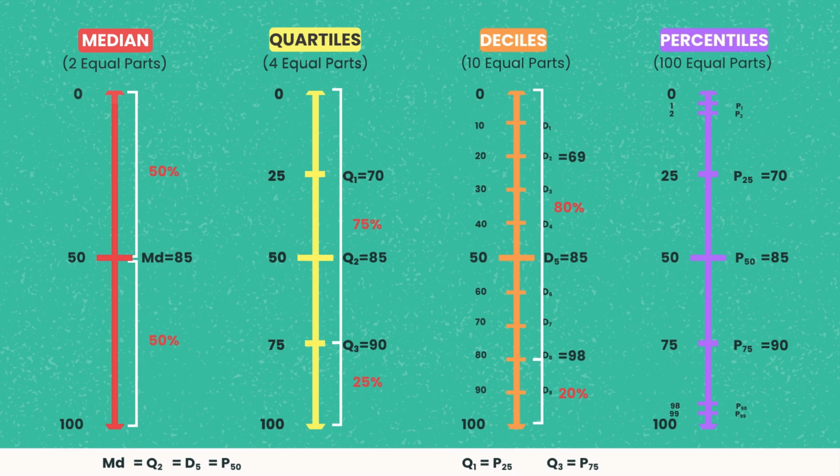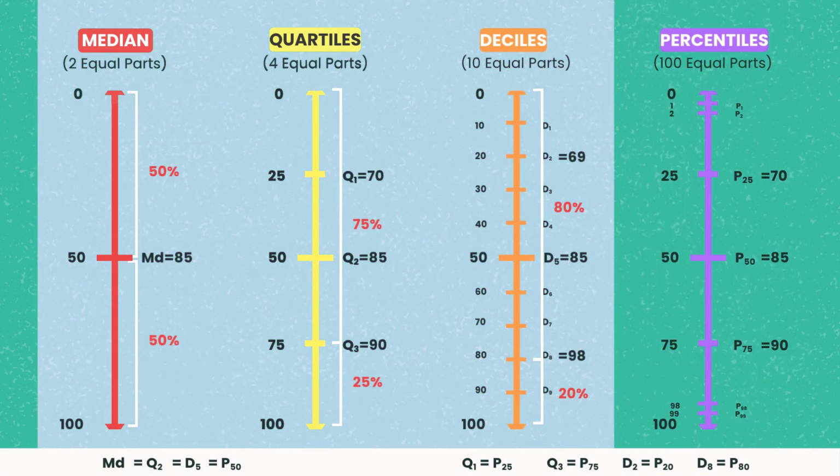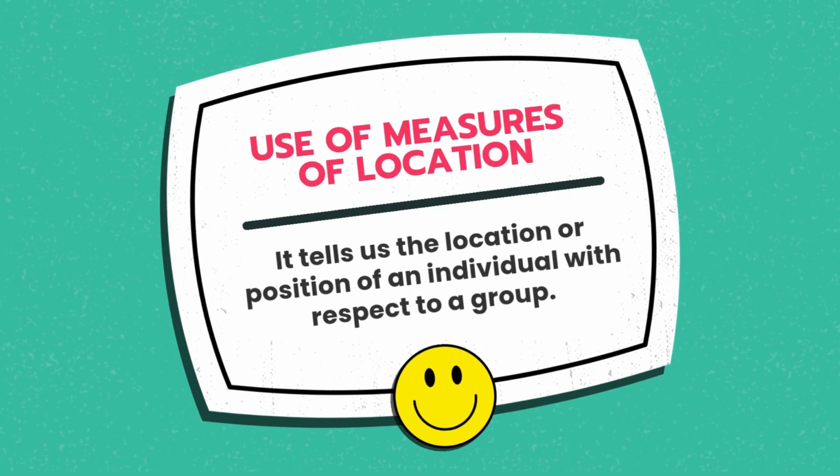What decile is equivalent to P20? That is D2. And what decile is equivalent to P80? That is D8. So, these are the relationships of the different measures of location. What we are trying to show here is that the beauty of the measures of location is that we simply compute for the percentiles to be able to get the median, the quartiles, and the deciles. What is the use of measures of location? It tells us the location or position of an individual with respect to a group.